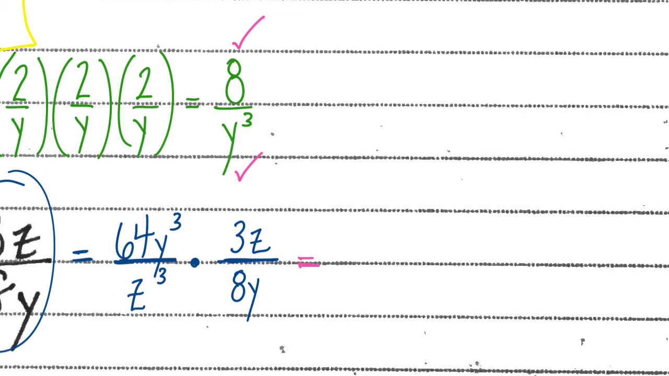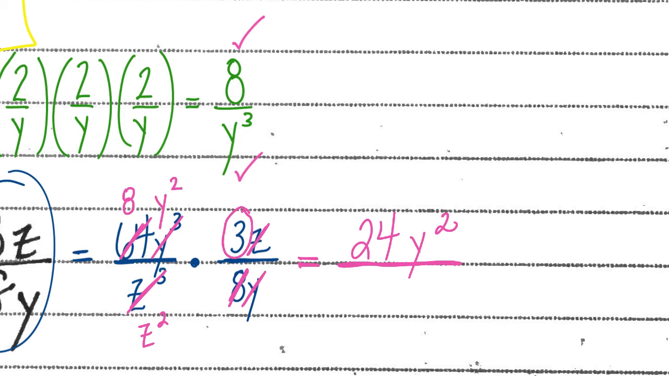And from here, I like to reduce. If you want to smush it all together and then reduce, that's fine. I know that 8 goes into 64 8 times. I know y goes into y cubed, y squared, and z goes into z cubed, z squared. Don't forget this random 3. Sometimes we forget that little guy. So 8 times y squared times 3 is 24 y squared. And on the bottom, it looks like I just have a z squared, and there's nothing else that can reduce there.